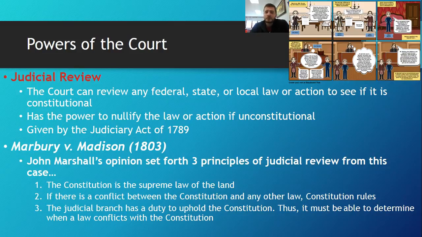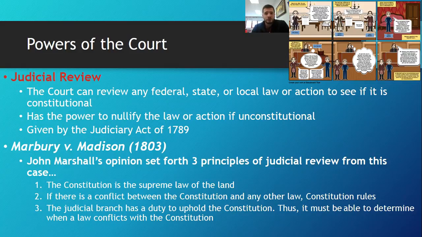So again, judicial review also gives the Supreme Court the power to nullify a law or action if it is unconstitutional. This is kind of given by the Judiciary Act of 1789, but it actually takes place in Marbury versus Madison. That's the first case where it really appears. So let's talk about that.